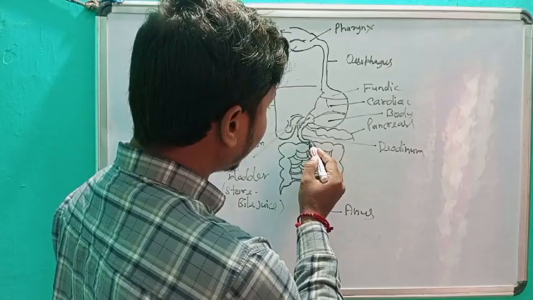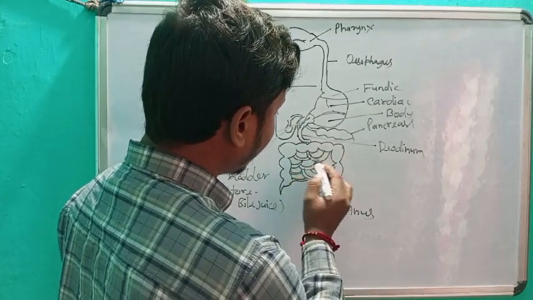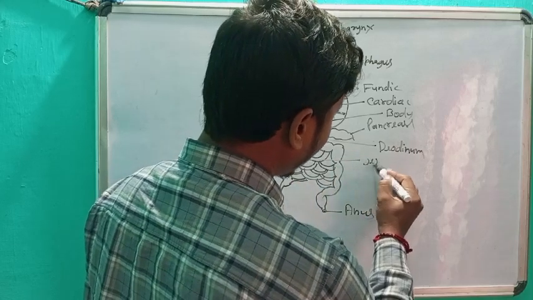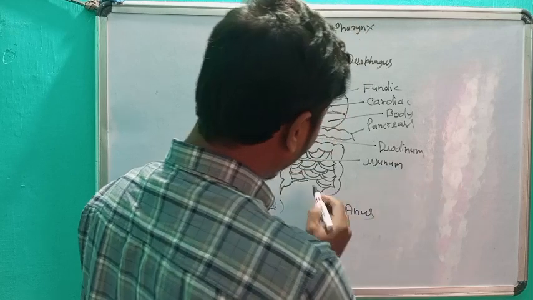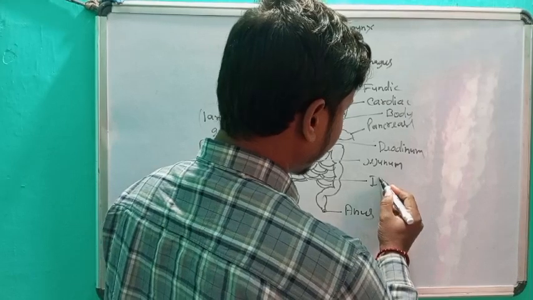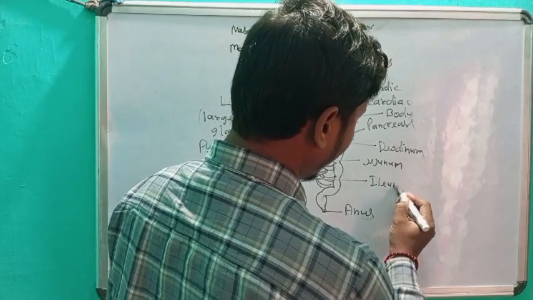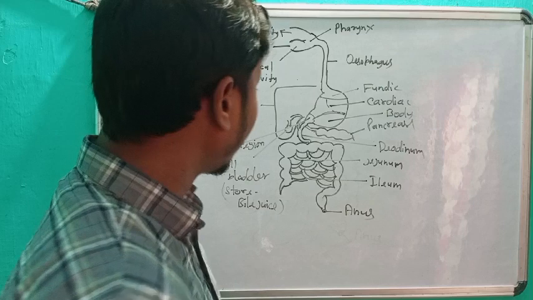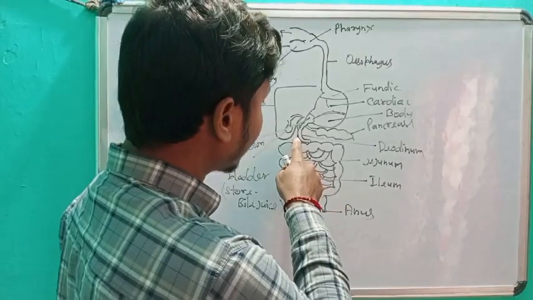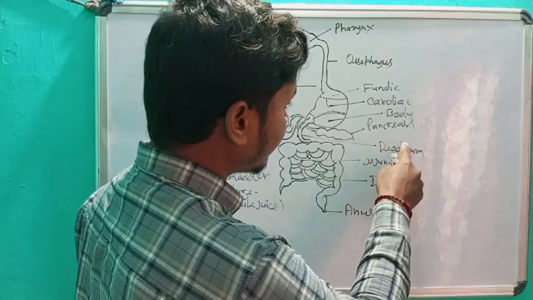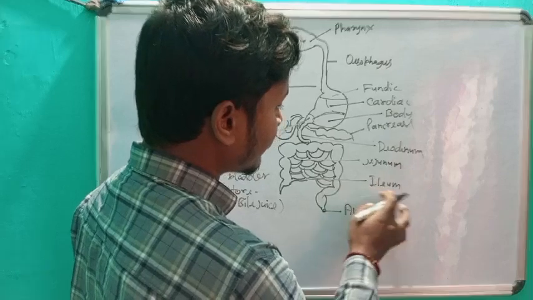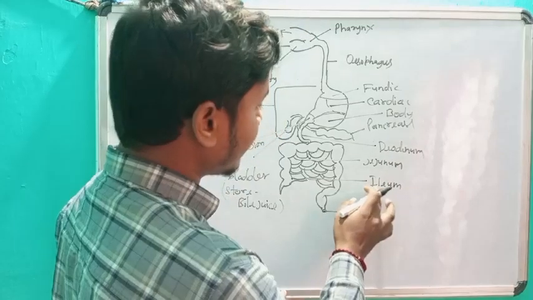After the duodenal region of the small intestine comes the jejunum, and the last one is the ileum portion. The small intestine is divided into three major portions. First is the duodenum, next is the jejunum, and the last portion of the small intestine is known as the ileum.